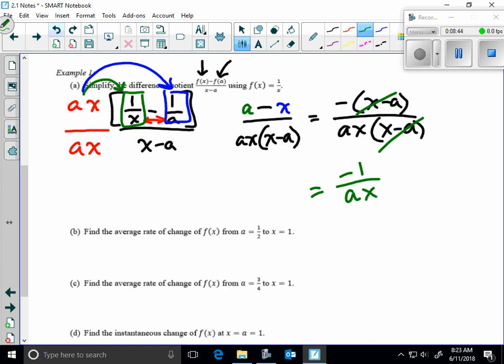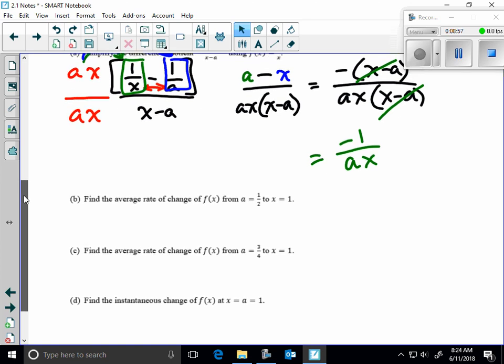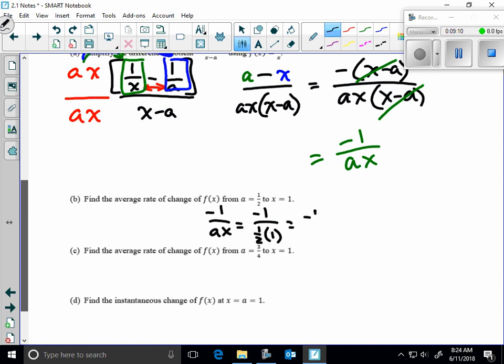simplified difference quotient. So let's go ahead and find the average rate of change from a equals 1/2 to x equals 1. So we're going to take what we know, which is negative 1 over ax represents the difference quotient in that alternate form. A is 1/2, and x is 1. Looks like we're going to get negative 1 over 1/2, which, using this property of fractions, we divide by a fraction, we multiply by its reciprocal. It looks like our slope there would be negative 2.